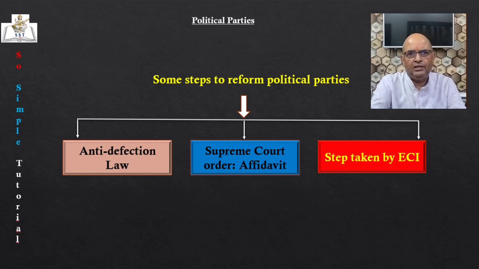Third, step taken by the Election Commission. The Election Commission passed an order making it necessary for political parties to hold organizational elections and file their income tax returns. The parties have started doing so, but sometimes it is a mere formality. It is not clear if this step has led to a greater internal democracy in political parties. So, these are some steps which are already taken to reform the parties. Besides these, many suggestions are often made to reform political parties.